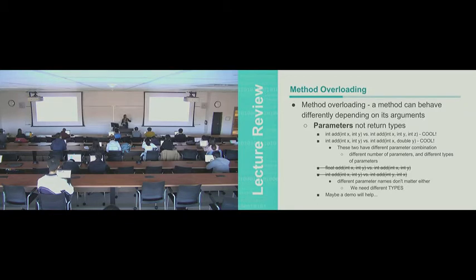We can also do things as long as there are different types of parameters. In the second one, we have int add with int x and int y versus int add with int x and double y. That's cool too, because we have different types of parameters in our list. So we can have two definitions for add, and when Java sees add with an int and an int, or add with an int and a double, it's going to be able to differentiate which one is going on.